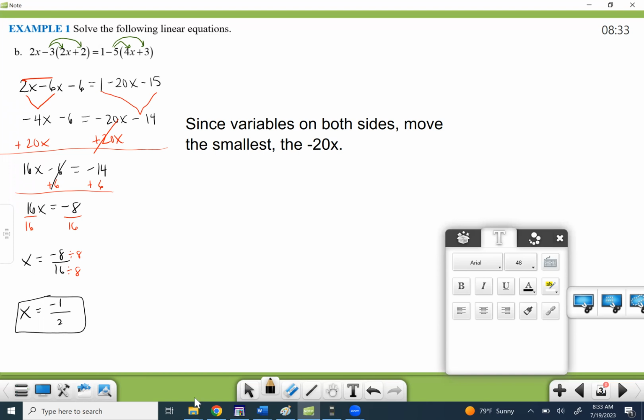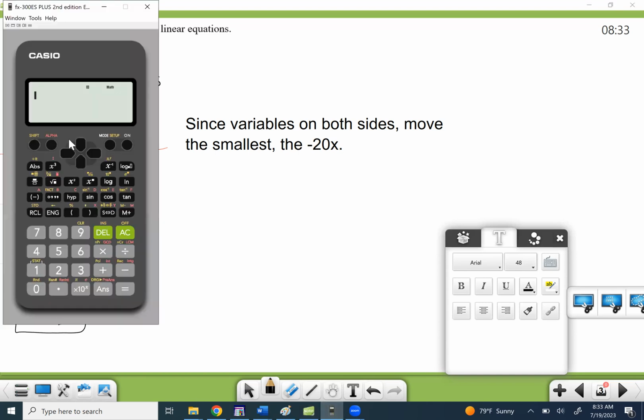Now let me go over to the Casio emulator to show you what that looks like. So if we have -8, I guess I'll do this because this is what most students would do. 8, down arrow, 16, right? Let's see what happens when we hit equals. It automatically reduces it for you. So if you have the Casio 300 FX, the one that I've been telling you guys to get, that's the one that is so user-friendly.